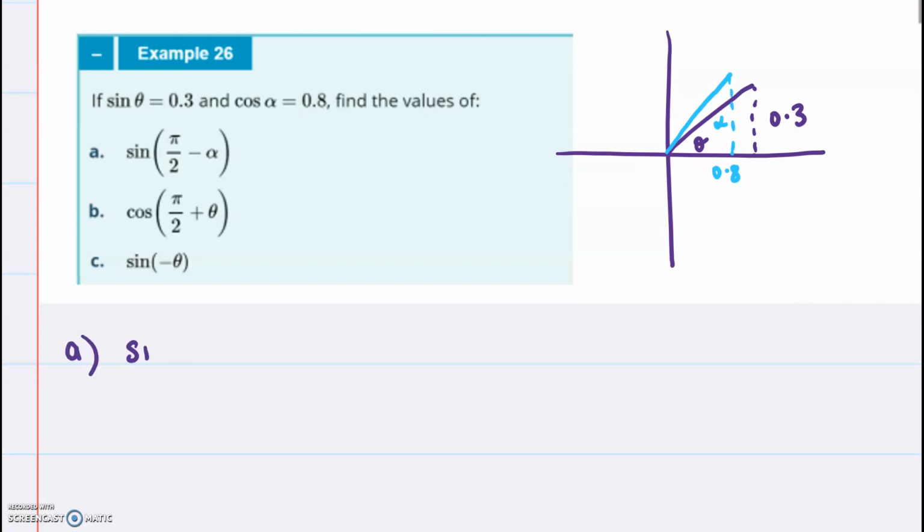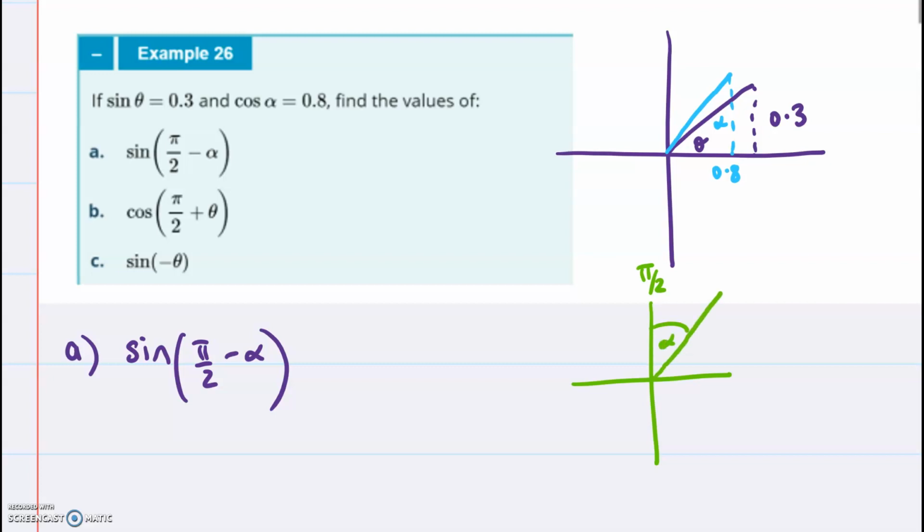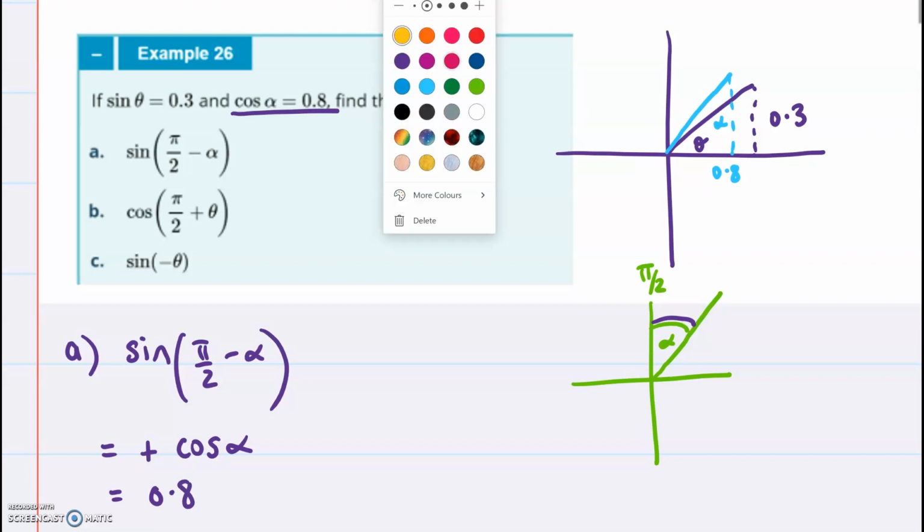So in A, we've got sine of pi on 2 minus alpha. So all I'm going to say to myself is, where is pi on 2 minus alpha? Pi on 2 is up here on the y-axis. If I subtract alpha, then I'm in quadrant 1, so I want my answer to be a positive answer. And because the angle here is back to the y-axis, it tells me I switch my sine and cos and just go with this little angle alpha. But I know what cos alpha is. Cos alpha is 0.8. So my answer is positive 0.8. And that's it. That's all I'm doing.